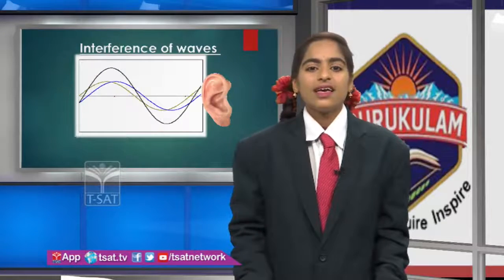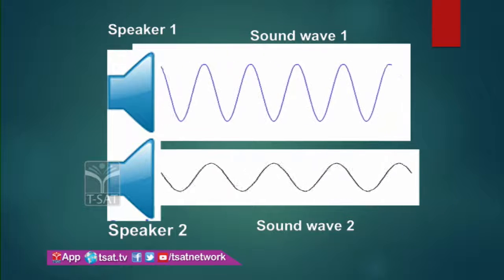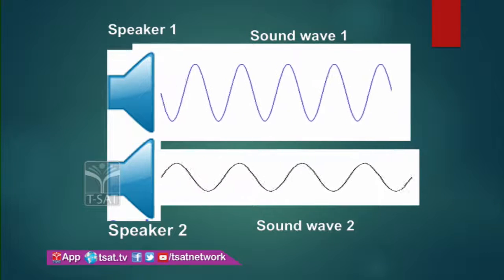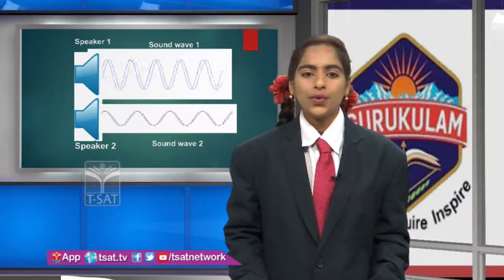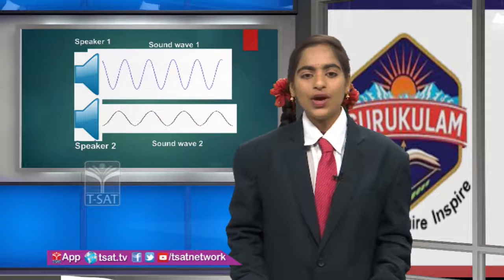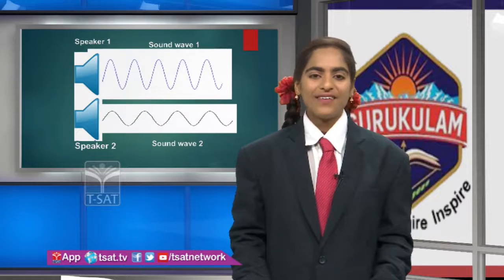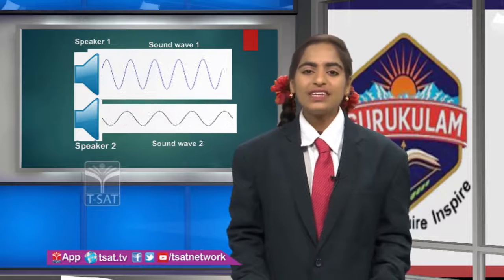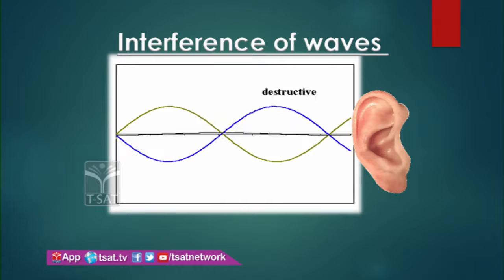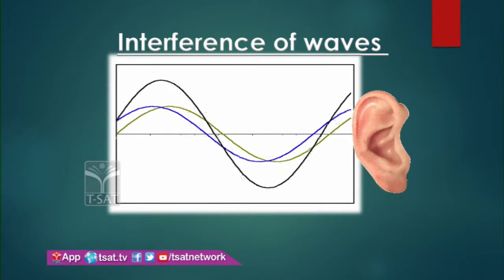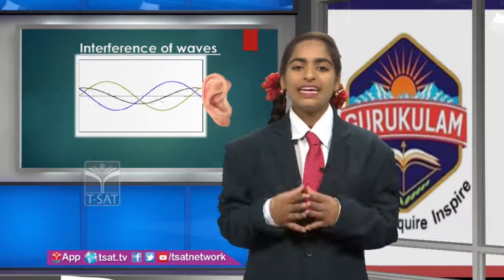This is sound wave 1. Suppose the sound comes from speaker 1; the sound wave travels in the air in many directions. And sound wave 2 is produced from speaker 2. Its waves also travel in the air. Like this, sound wave 1 and sound wave 2 travel in the air and both interfere with each other. At that time, the interference of waves produces alternately constructive interference and destructive interference. Like this, so many waves interact with those waves.